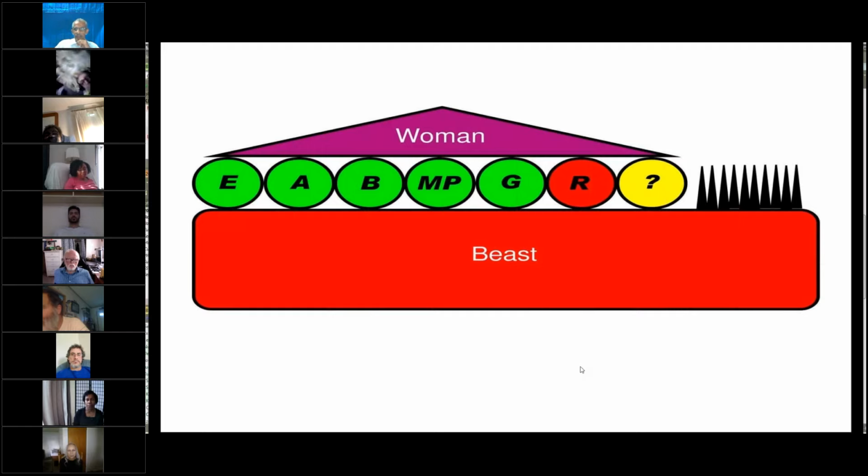Now, this is a graphic that I want to use to make a point about the beast. We are going to come back to this when we come to Revelation 17. But I might as well point it out here from now. What it says in Revelation 17 is that there are seven heads. Five are fallen. Those are the ones in green. One is. That's the one in red. And the other is not yet come. That's the one in yellow. And the woman is sitting on the seven heads, because it says, the seven heads which thou sawest where the woman sitteth.